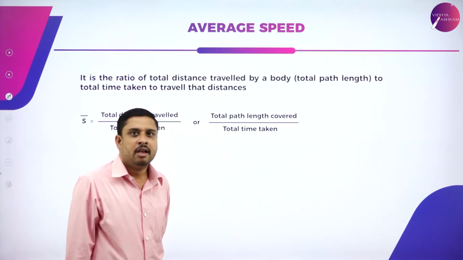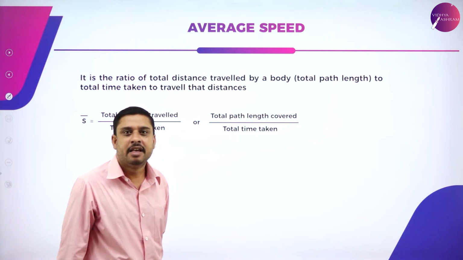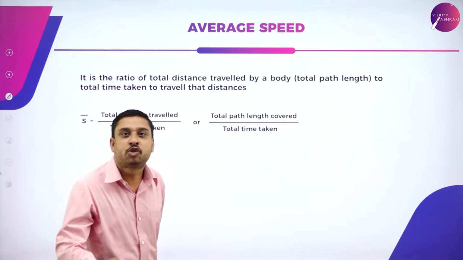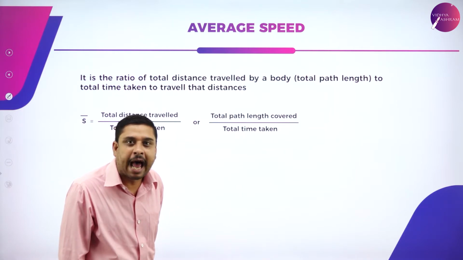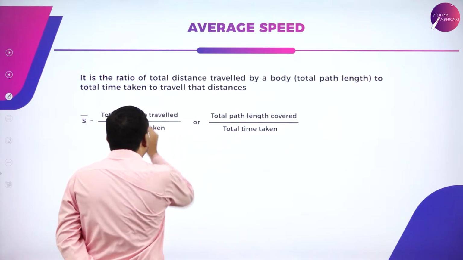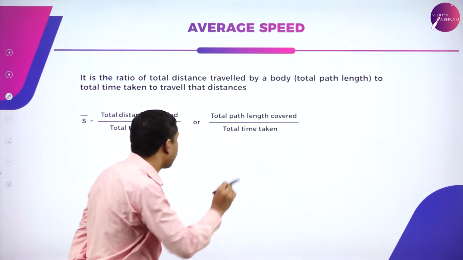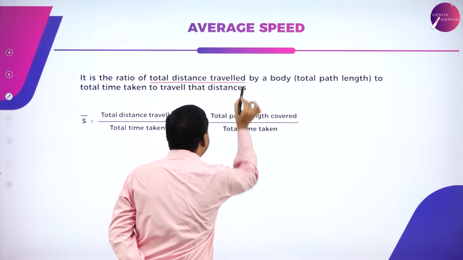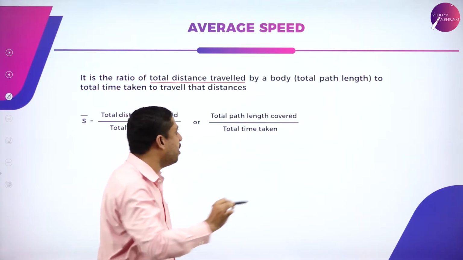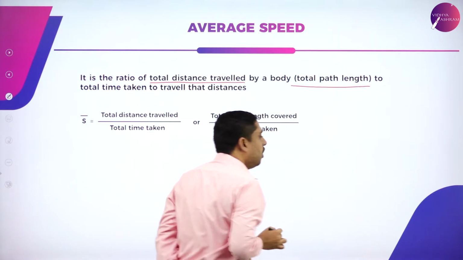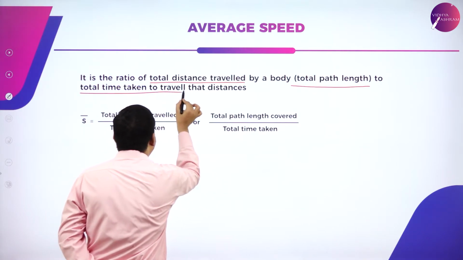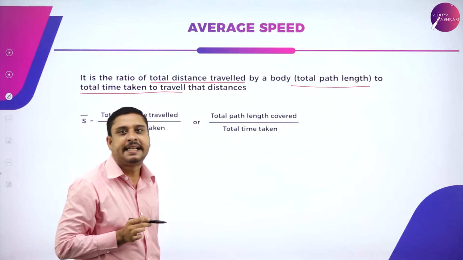Now, the next concept I study is something called average speed. An average quantity, which I call average speed. Now, it is the ratio of total distance traveled by a body, which is also total path length, to the total time taken to travel that distance.